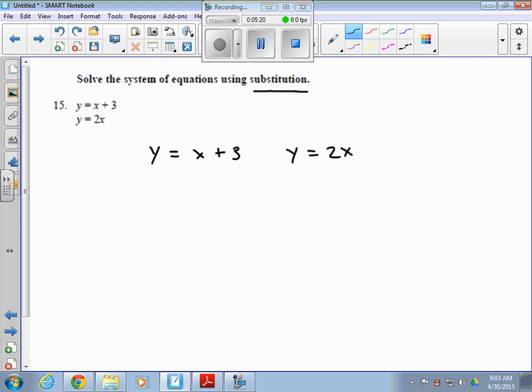Since your y values are isolated, they're all by themselves, take one of the y values and plug it in place of the other y value. This one says y equals x plus 3. You can plug that one in place of y. So x plus 3 is equal to 2x.